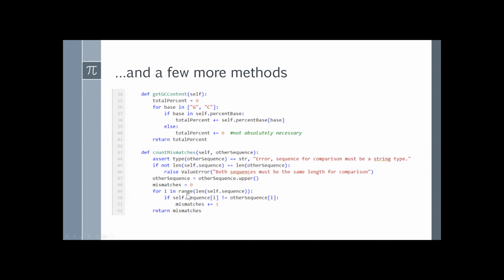And it's just saying if the sequence of this object at a given position is not equal to the base at the sequence that was supplied for comparison at the same index, then increase the mismatch count by 1, and it'll return the number of mismatches. So I just basically built a mismatch counter.